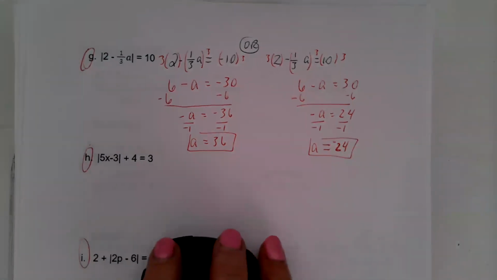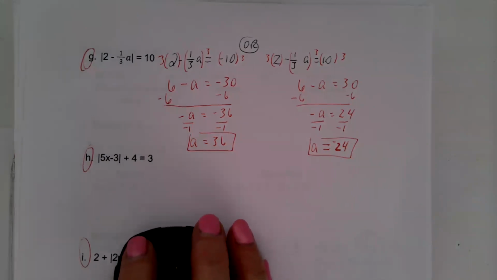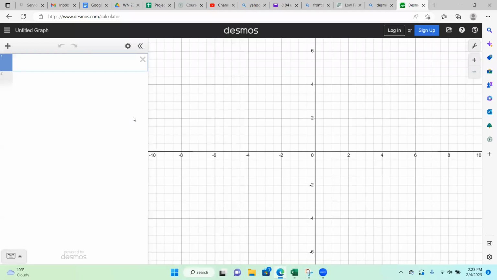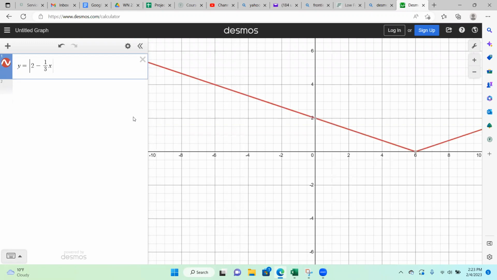And we said that we can see this also in Desmos. If we put the left-hand side equal to y, so y equals the absolute value of 2 minus 1/3 x, we have to use x instead of a. And then we also do y equals the right-hand side of the equation, so have it equal to 10.